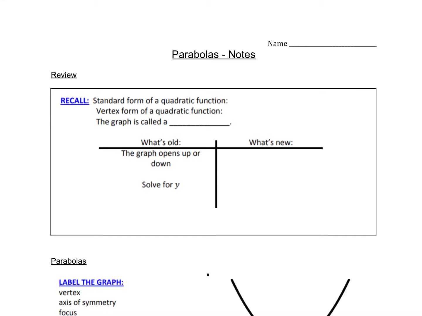So in this lesson, we are going to talk about parabolas. In the last few lessons, we talked about completing the square and equations of circles. This is our last conic section we're going to deal with this year, and it's one of the most important ones. It's called parabolas, right?